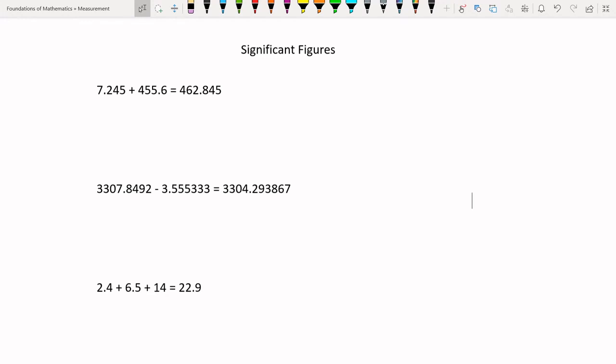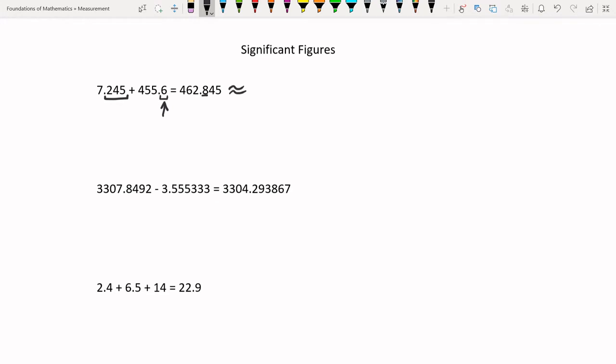For addition and subtraction, for significant figures, we always round to the least places in the decimal. So for this first problem, we have 7.245, we have 3 places there. And we have 455.6, we have 1 place there, which means our answer should be rounded to 1 place because 1 place is the least amount of places past the decimal.